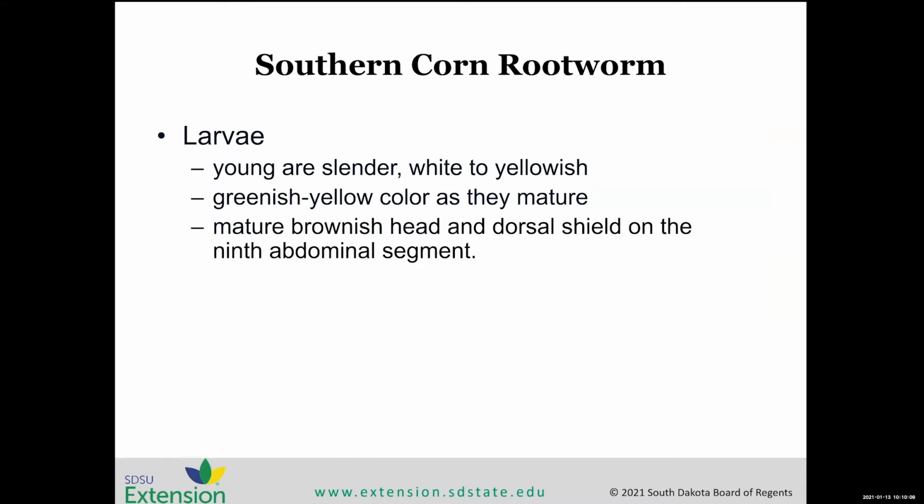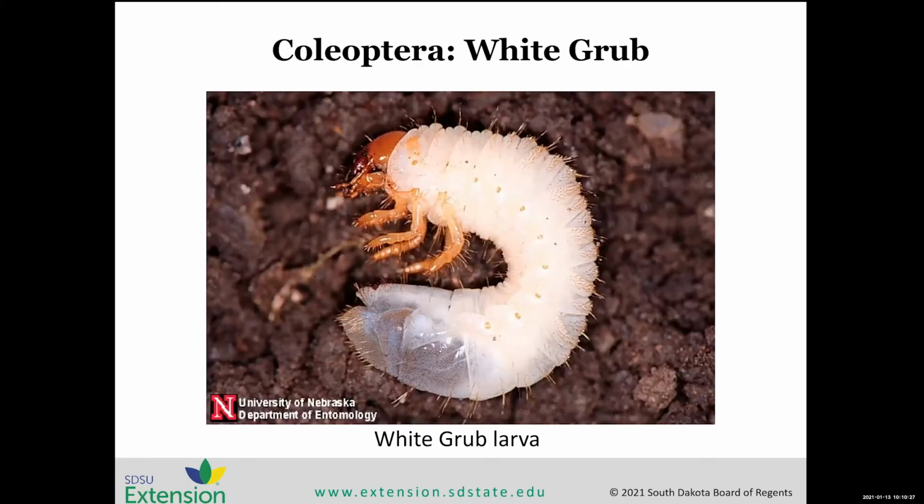So the larvae, they look pretty similar to your other two rootworm species. They are greenish yellow in color, and as they mature they have a brownish head and dorsal shield on the 9th abdominal segment. Again, just like the other two corn rootworm, they're pretty indistinguishable. So that's your corn rootworm.